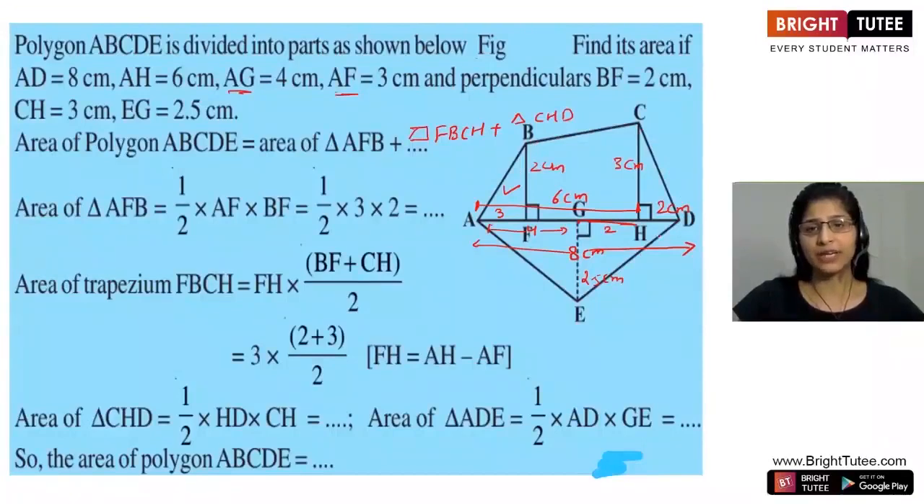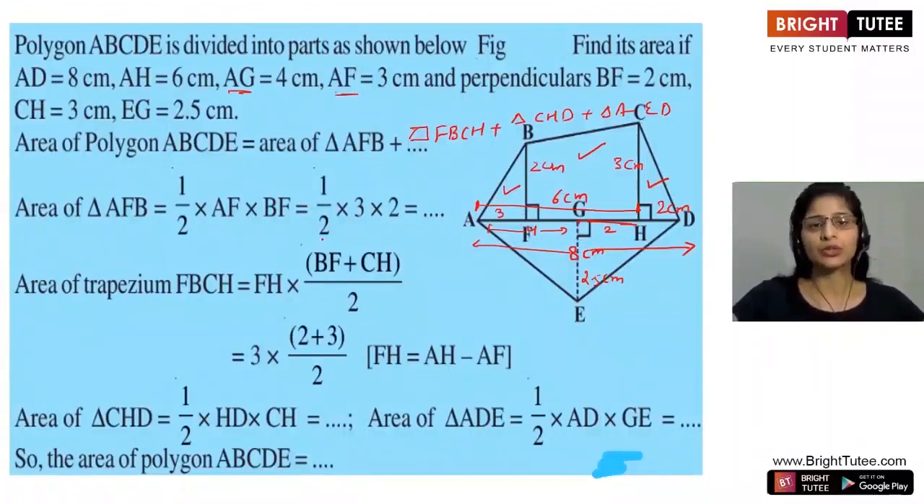If we have to get the complete area, then one more triangle is there, triangle AED. So what we have done is, if we add this triangle, this trapezium, this triangle, and the lower one, that is AED, we are going to get the area, right? So first of all, let us find the area of AFB.